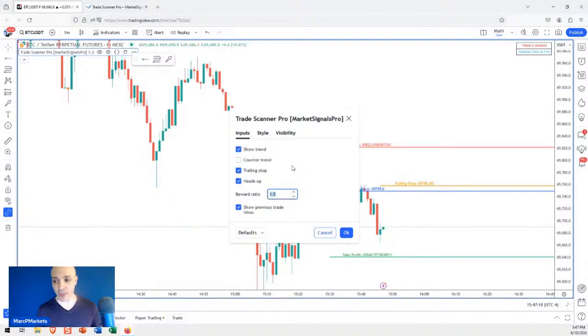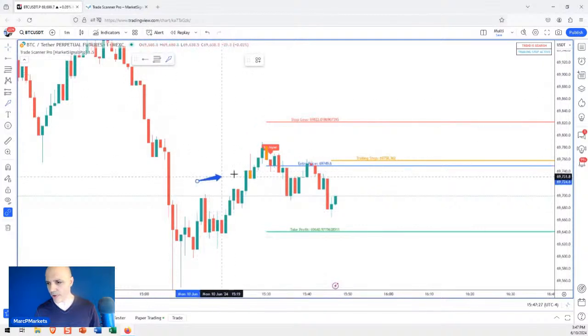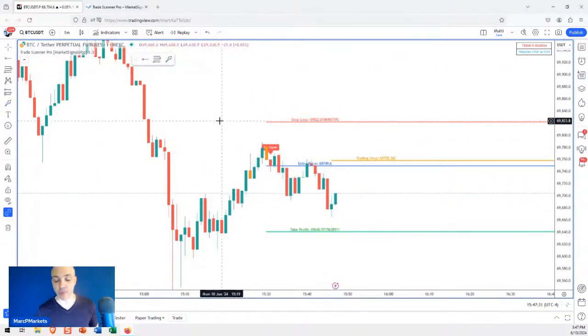Now, why would you change that? If you have a greater expectation, you can make it higher. If you have a lower expectation, you could make it lower, okay? So that's that. Next is the heads up. Heads up paints candles orange. See this? Orange candles. That is a heads up that a signal is likely to appear in the next few candles.